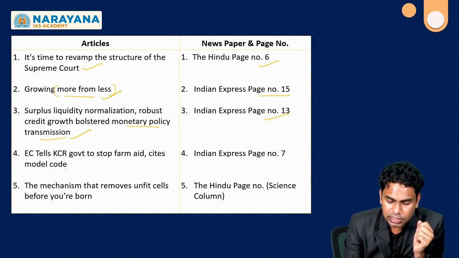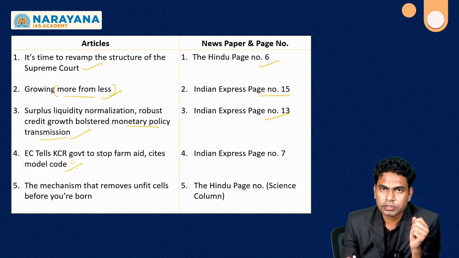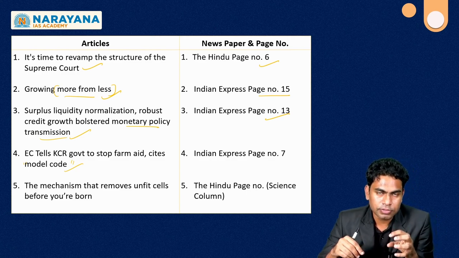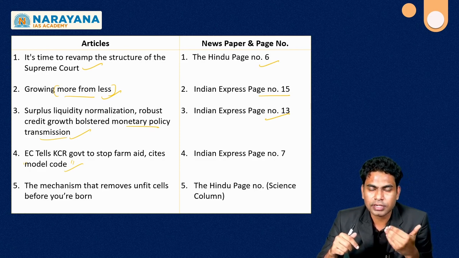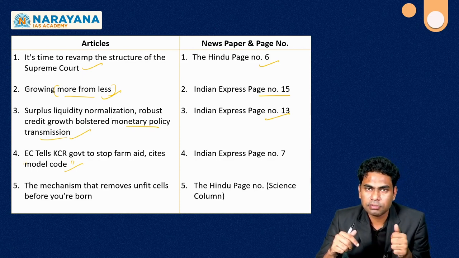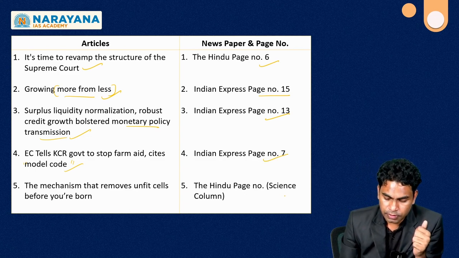Next, Election Commission tells KCR government to stop farm aid sites model code of conduct. So, model code of conduct is one of the mechanisms through which we will see how the Election Commission utilizes the code to see that the elections are conducted in a free and fair manner, especially prior to the polling day, where the campaigning is done by various political parties. It is from the Indian Express, page number 7.